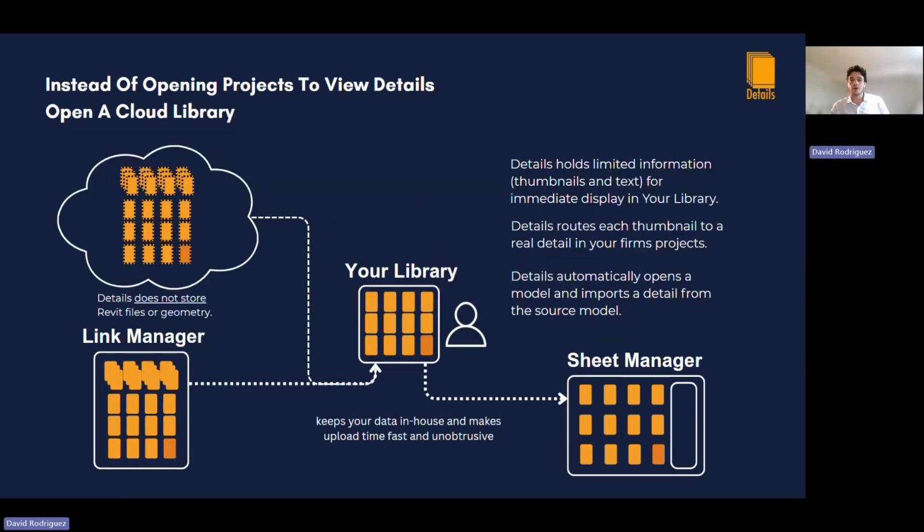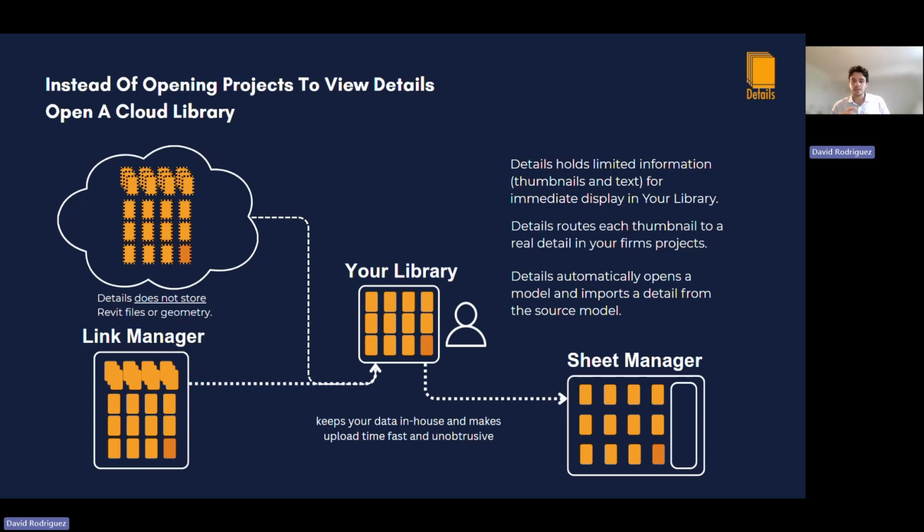So let me show you the architecture of what you're about to see. Details builds a library of thumbnails and titles with links to your existing projects within the firm. When you select a thumbnail, Details actually works behind the scenes to pull in the actual asset from the container model or a past project that you've linked and place it onto a sheet for you.